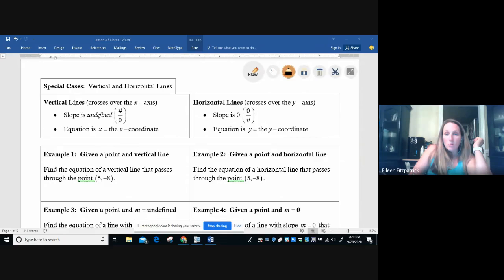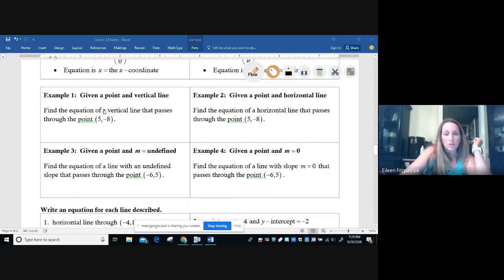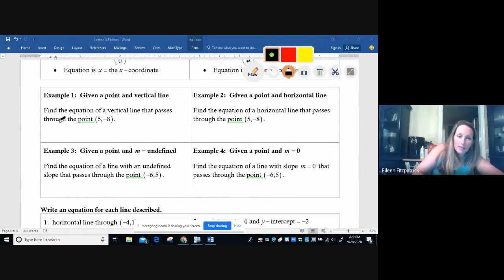All right, so for the first 4 examples, it says, given a point and a vertical line, find the equation of a vertical line that passes through this point, okay? So you might want to just sketch that to have an idea of what it would look like. If you were to plot a point at 5, -8, so 1, 2, 3, 4, 5, we'll just say that this is 5, -8, this point right here.